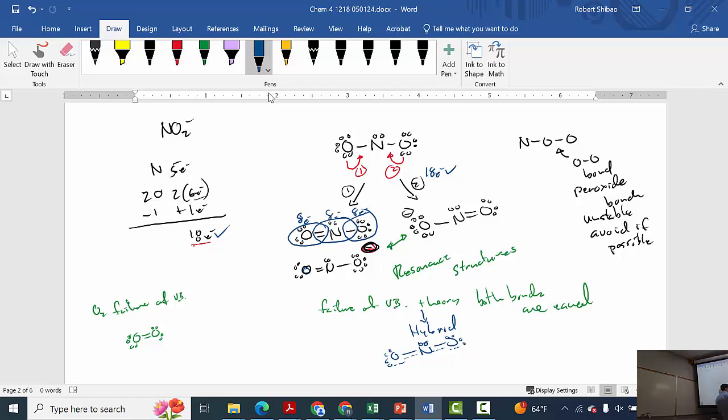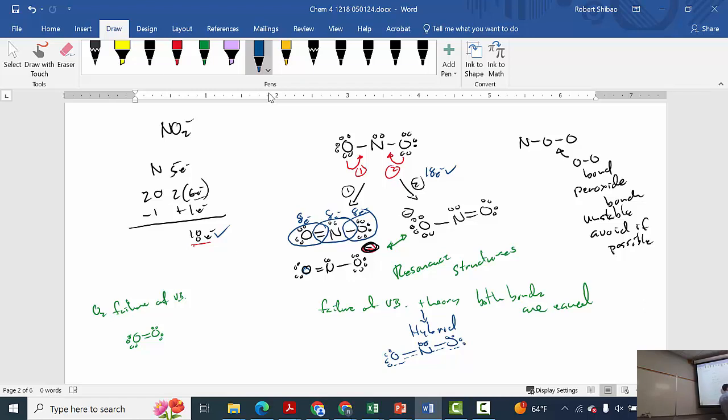Experiment shows both of these bonds are exactly the same, so that's experimental fact, and so the theory had to be modified. And so the way they modified valence bond theory was coming up with something called the hybrid structure. The hybrid is a hybrid of these two. And the hybrid is just kind of the average of these two structures, and that would be this, in which both of the bonds are the same.